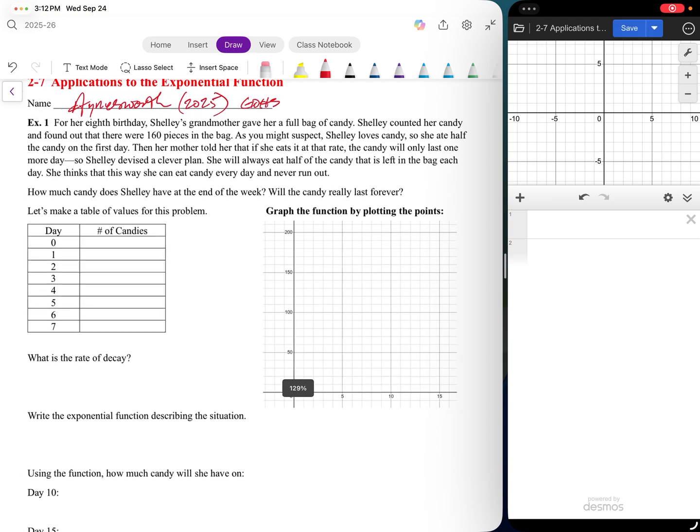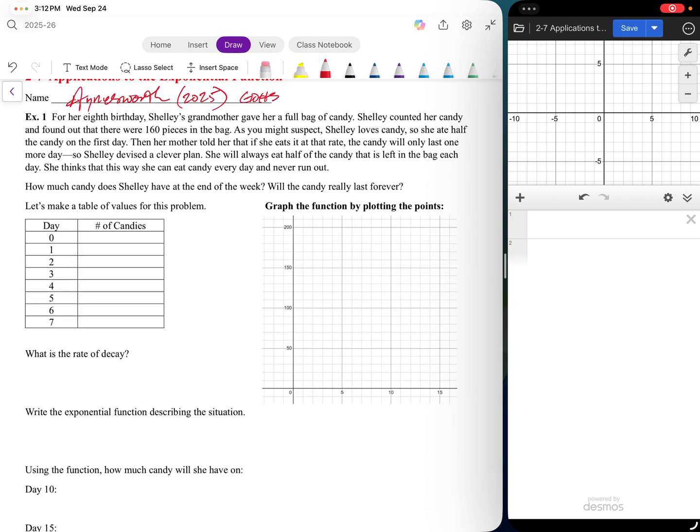Here we go. Number one: for her 8th birthday, Shelly's grandmother gave her a full bag of candy. Pretty cool. Shelly counted her candy and found out there were 160 pieces in the bag, so that's the initial amount. So right there, that is your initial amount. We have 160 pieces of candy. Again, this is called the initial value or initial amount.